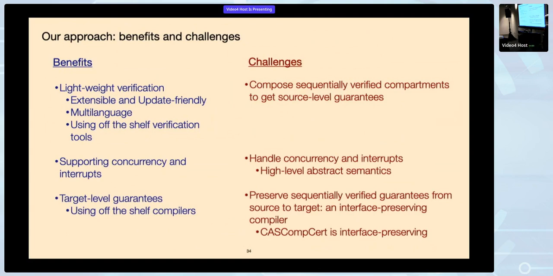And the last benefit is that we have target level guarantees. For that, we need to preserve the sequentially verified guarantees down to the target level. And we want to use off-the-shelf compilers. So we have to prove that there is a good off-the-shelf compiler, and we in particular prove that CASCompCert, which is a form of compositional CompCert, has this property.